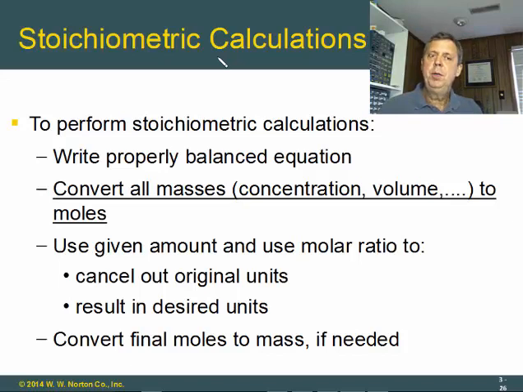So once we have the moles, we use the given amount of moles and the molar ratios to figure out what we need. As with any other conversion factor we've done this semester, make sure that your original unit cancels out. Make sure that your desired unit is what you're ending up with. So again, write your units out. It's just a good way to make sure you're going through the right process. And at the end, you'll get moles for your answer. And then if you need to, convert moles to something else. You might need to go moles back to mass, or moles to concentration, moles to liters. But you always have to go through moles.